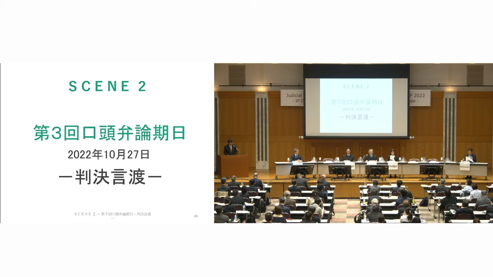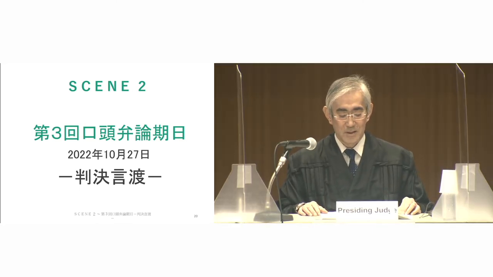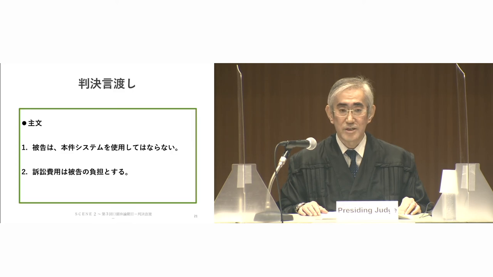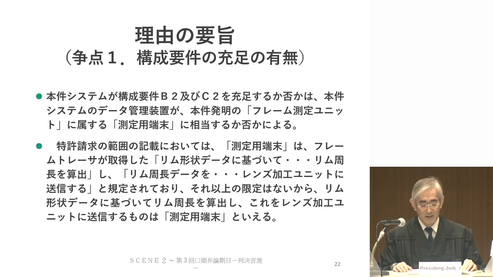Here, in consideration of this case, the court will read out the reasons and a summary in addition to the main text of the judgment. Now, I will render judgment. This is the main text. 1. The defendant shall not use the system. 2. The defendant shall bear the court costs. I will now present a summary of the reason for this judgment.